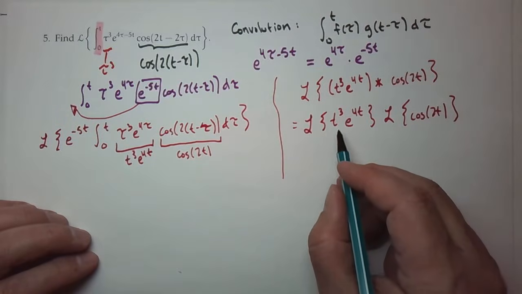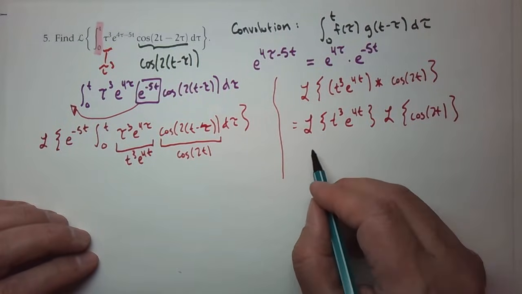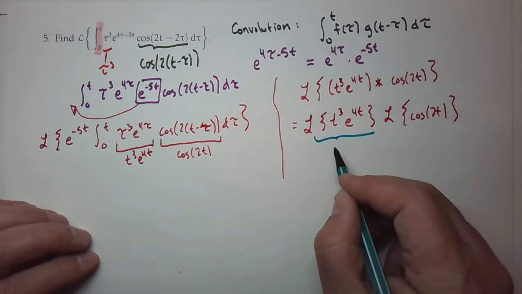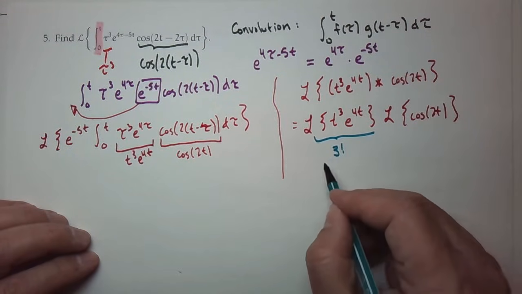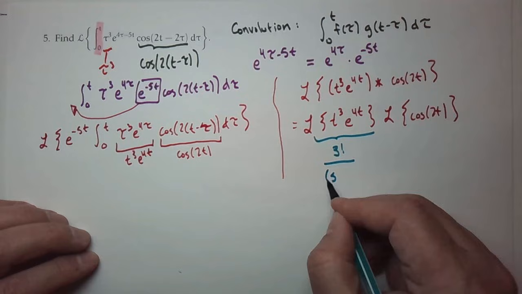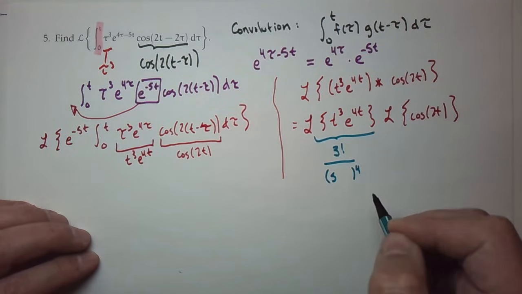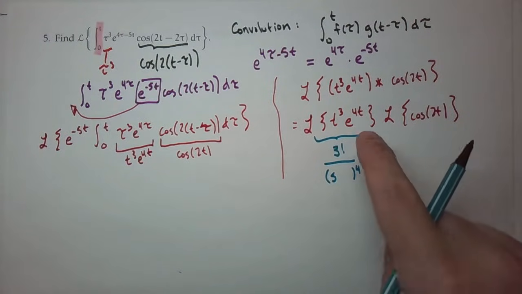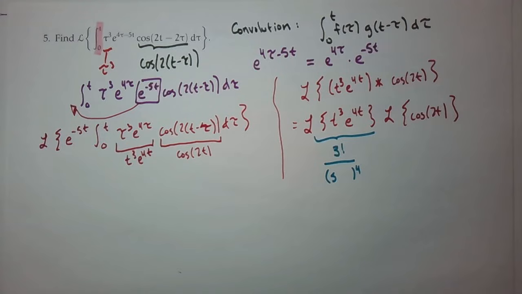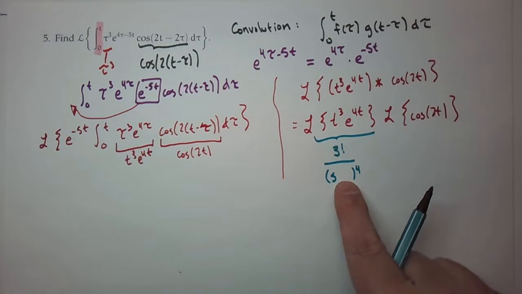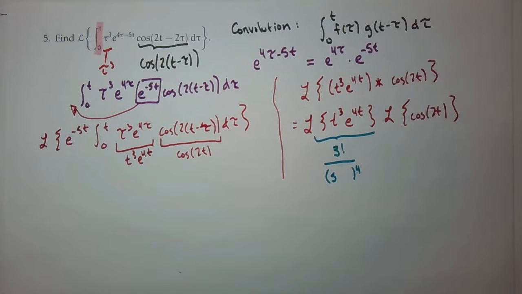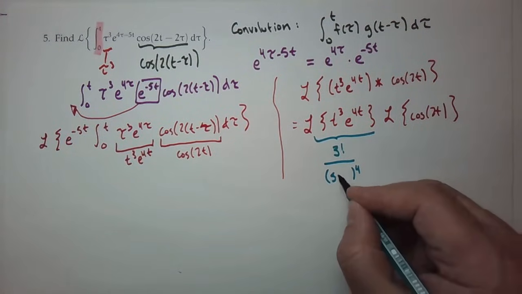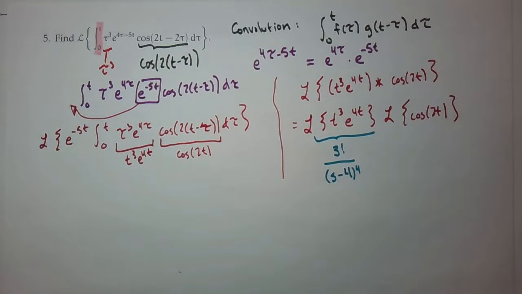Let's talk about t cubed. T cubed by itself, this would be 3 factorial over s to the 4th. All right, if all we saw was t cubed, 3 factorial over s to the 4th. What does the e to the 4t do? It's a shift. So instead of s to the 4th, what do we put? S minus 4 to the 4th.